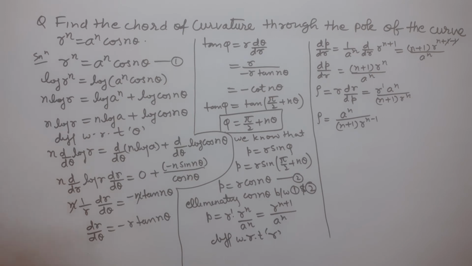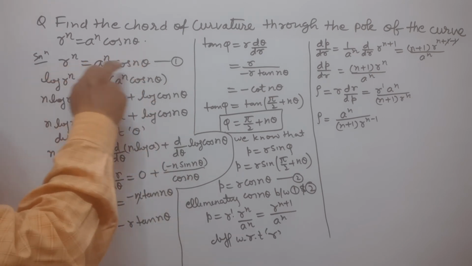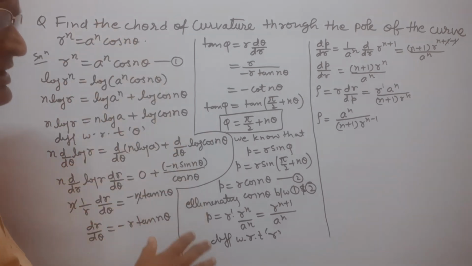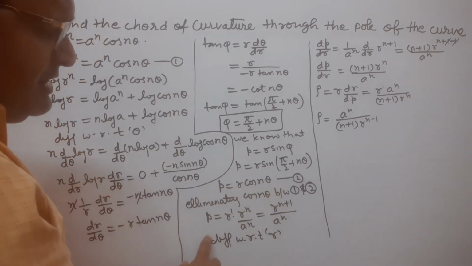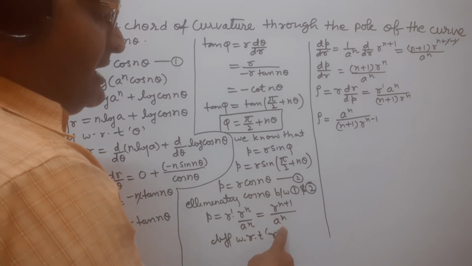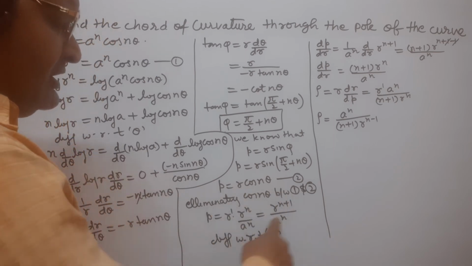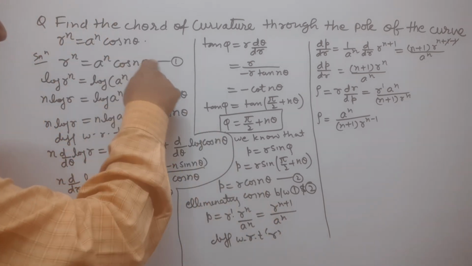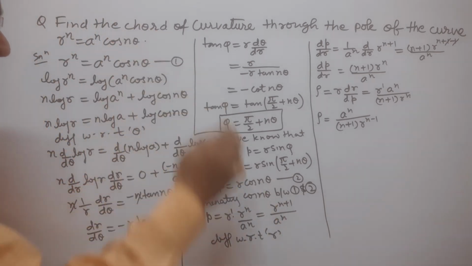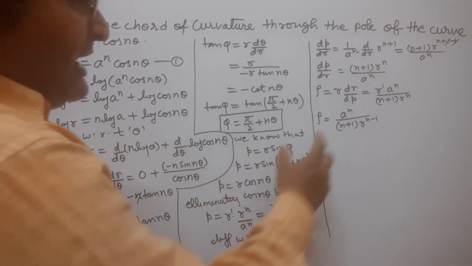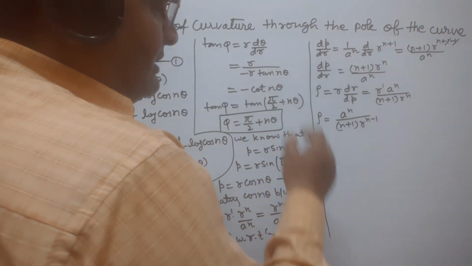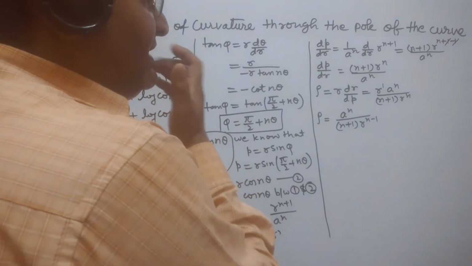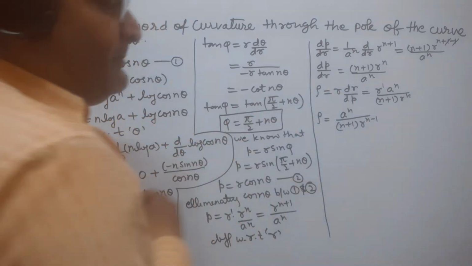You can see here this is the polar equation, because this is an equation in terms of r and theta. First we convert this equation into pedal form, that is p is equal to r to the power n plus 1 divided by a to the power n. This equation in terms of r and p is the pedal equation. This is the polar equation. So first we convert the polar equation into the pedal equation. Then we find the radius of curvature by applying the formula for the radius of curvature of the pedal equation, that is rho is equal to r dr by dp.